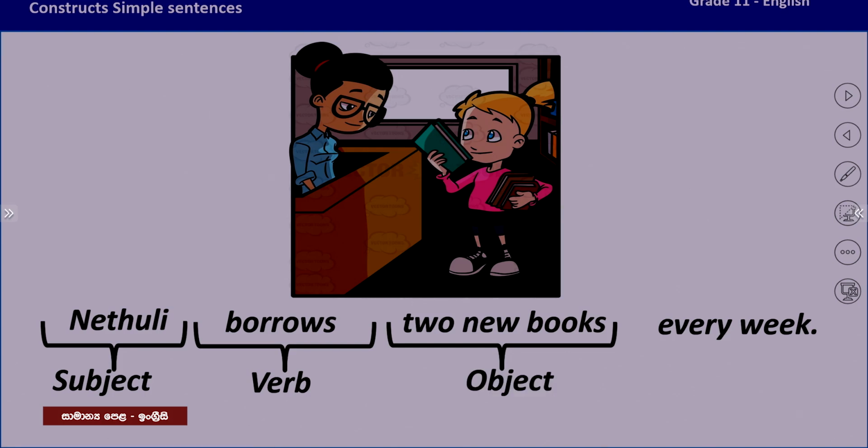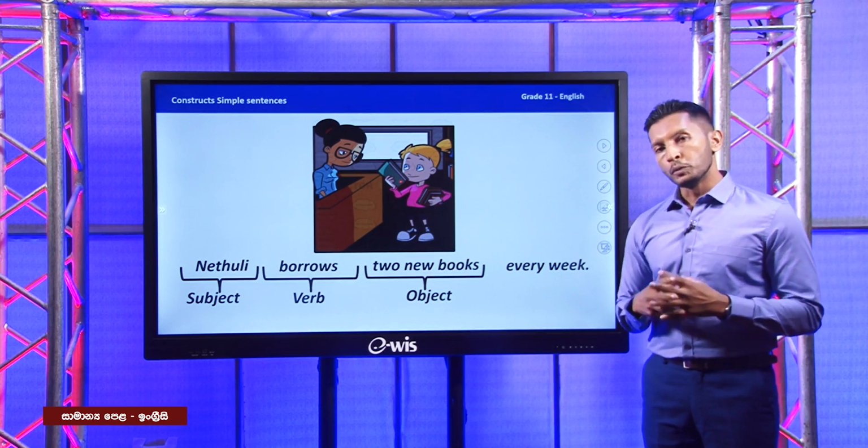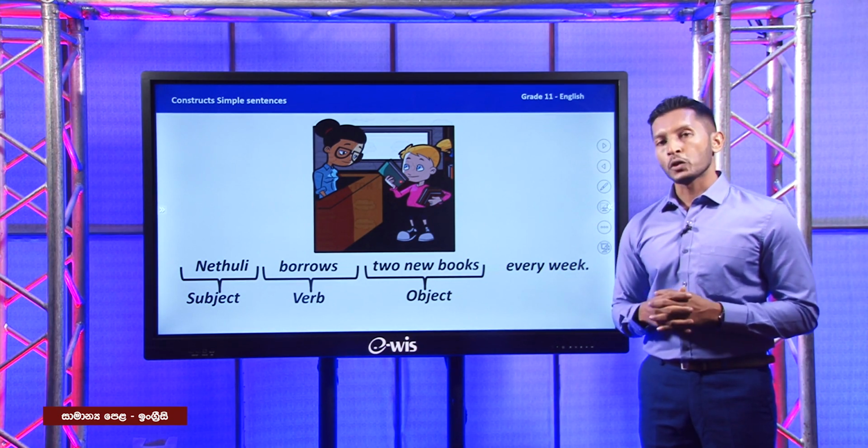Now, we have another part here. It tells how often Nethuli borrows 2 books. I'm not going to discuss this in detail here. I'll be coming to that in a short while.